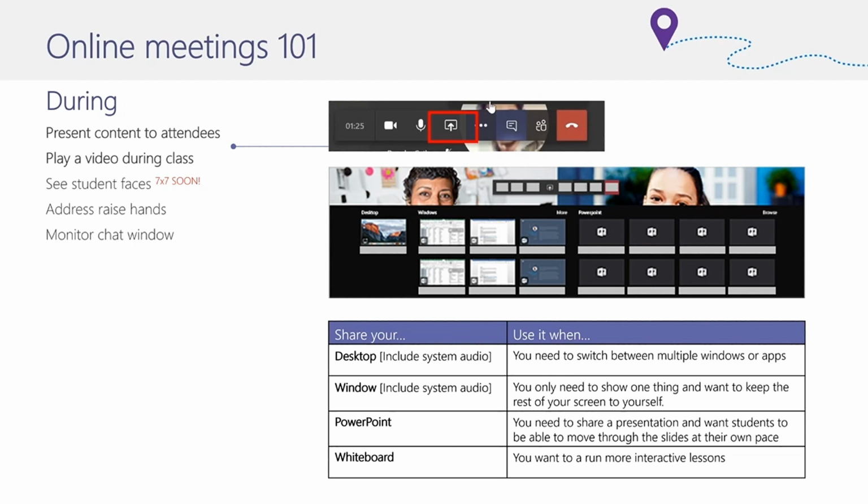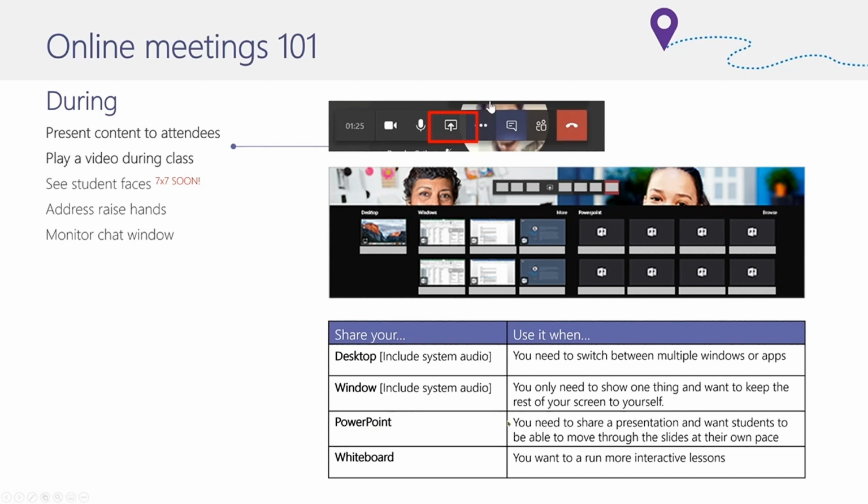So when you share just the window, you can again include your system audio, but this is really when you only want to share one thing and you want to keep the rest of the screen to yourself. So you might choose to just share a particular window if you've got a couple of things open. If you have multiple monitors, you can share different desktops if you want to, so it makes life easier for you to use. You can share a PowerPoint.